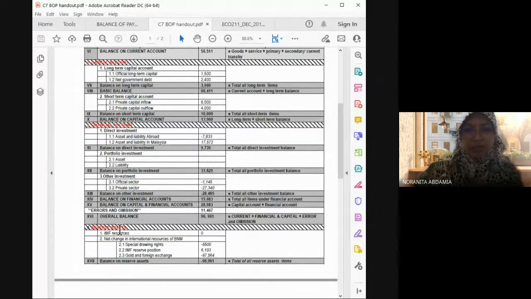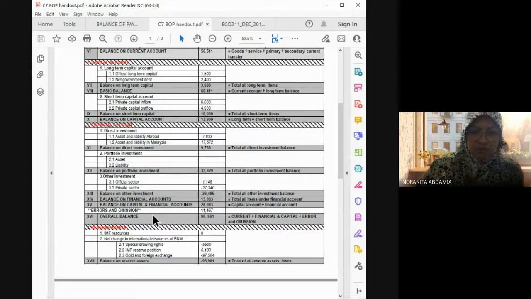And after that, there's another measure. These are the heart of the balance of payments. Inilah jantung hati balance of payments. These are the overall balance, because the status of the balance of payments will depend on this calculation, this formula. Overall balance equals the current account plus financial and capital account plus errors and omissions. Imagine if current salah kira. Allah. Ataupun financial and capital salah kira. Can you get the overall balance correct?